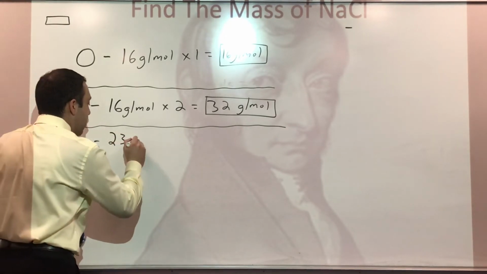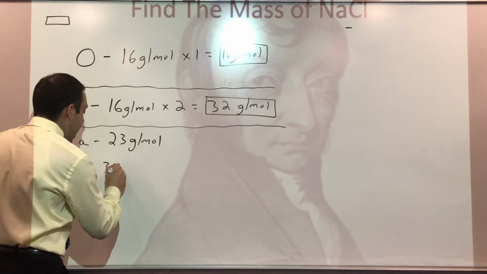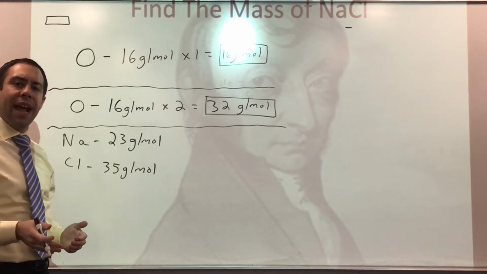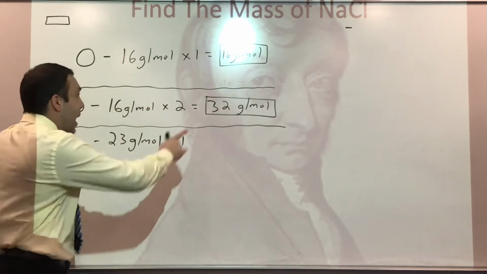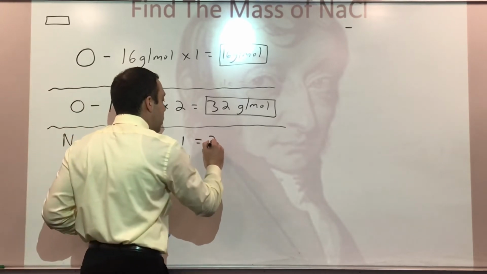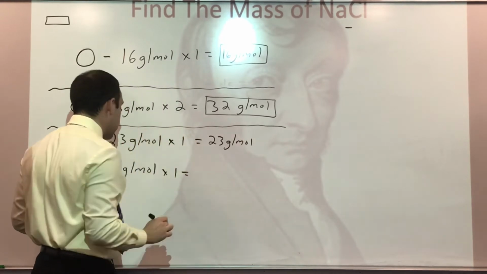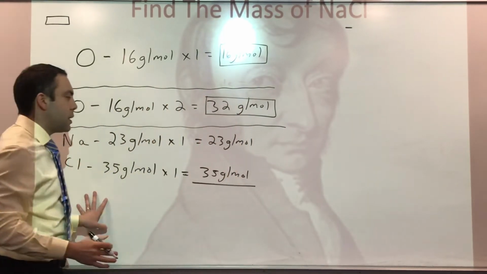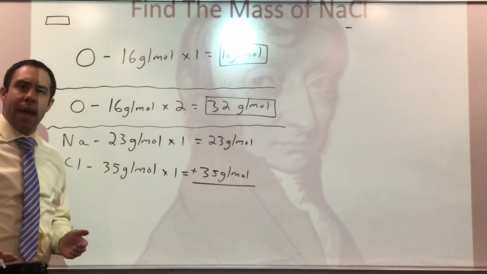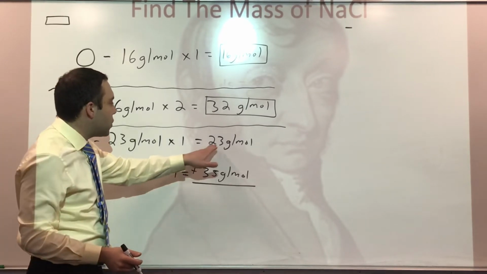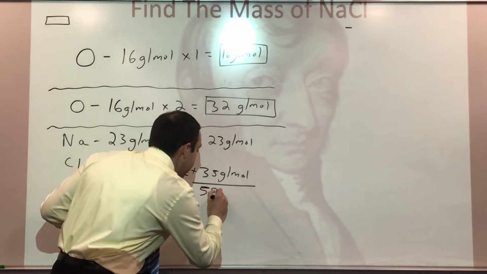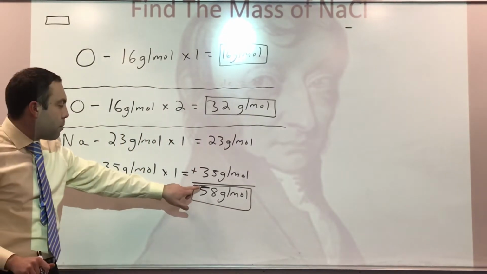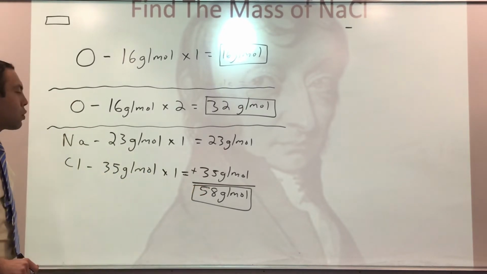Sodium, if you remember, 23 grams per mole. Chlorine, 35 grams per mole. Step 3, multiply the mass of the element by the number of that element in the compound. There is just one Na, and there is just one Cl. 23 times 1 is 23 grams per mole. And 35 times 1 is 35 grams per mole. Now, since we have 2 different elements in this compound, we have to add up their masses. Step 4, add up all the masses of all the elements in the compound. So 23 plus 35 gives us a mass of 58 grams per mole. And we'll box off that final answer. So sodium chloride, NaCl, has a gram formula mass of 58 grams per mole.